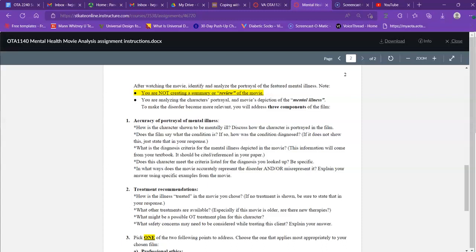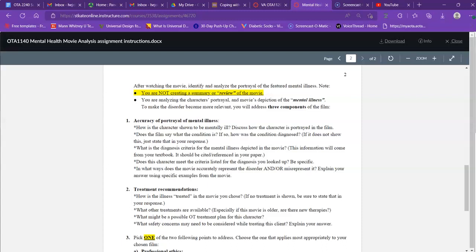Then what is the diagnosis criteria for the mental illness depicted in the movie? This information is going to come from your textbook, so it needs to be cited and referenced in your paper. Then does the character meet the criteria listed for the diagnosis that you looked up? So be specific there. Does the character meet those criteria, and then break them down and tell me, if so, which ones. That's what I mean by be specific. Tell me which ones it meets. Don't just say, yes, the character meets the criteria, right?